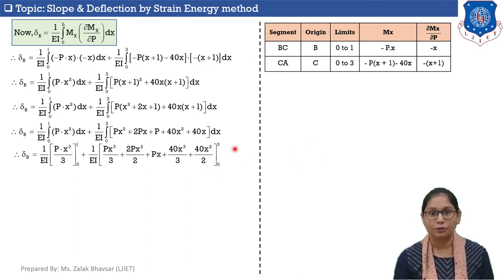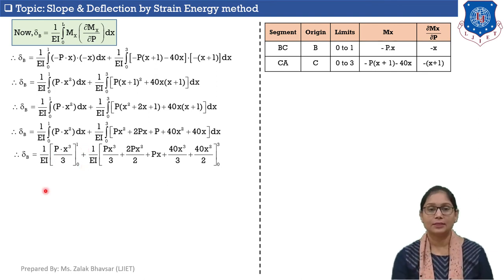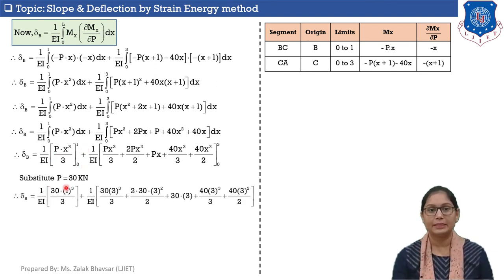Here limit is 0 to 3 and in first equation limit is 0 to 1. Now let's substitute value of P is equal to 30 kilonewton. Okay, so in the beginning we assume that P is equal to 30 kilonewton. Here for this equation upper limit is 1. So I am substituting x is equal to 1 and P is equal to 30 in this first equation. Therefore delta B is equal to 1 upon EI 30 into 1 cube by 3.